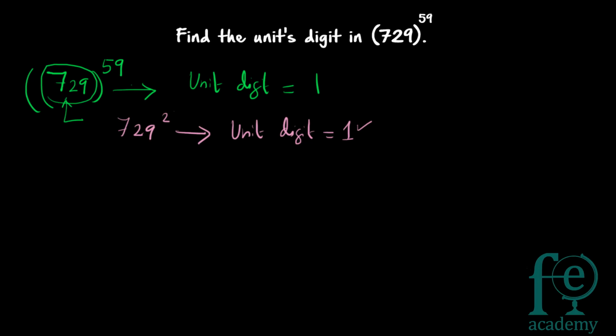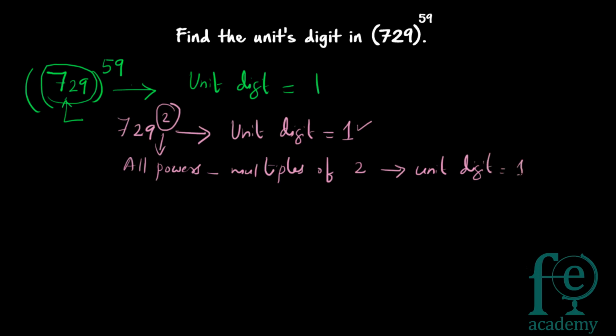So here the meaning is 729 square is giving you unit digit equal to 1, or power equal to 2 is giving you the unit digit equal to 1. So all powers which are multiples of 2 also will be giving you unit digit equal to 1. This is an important thing you have to remember. Whenever a power of a particular base number is giving you unit digit equal to 1, all the powers which are multiples of this particular power also will be giving you unit digit equal to 1.